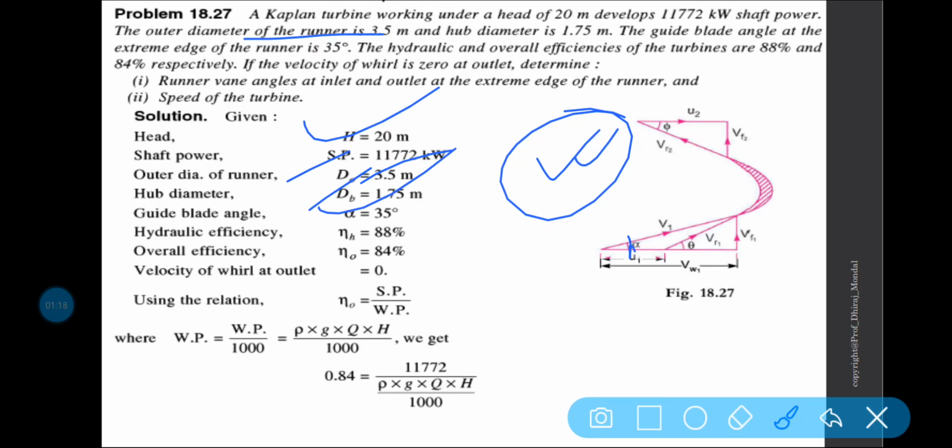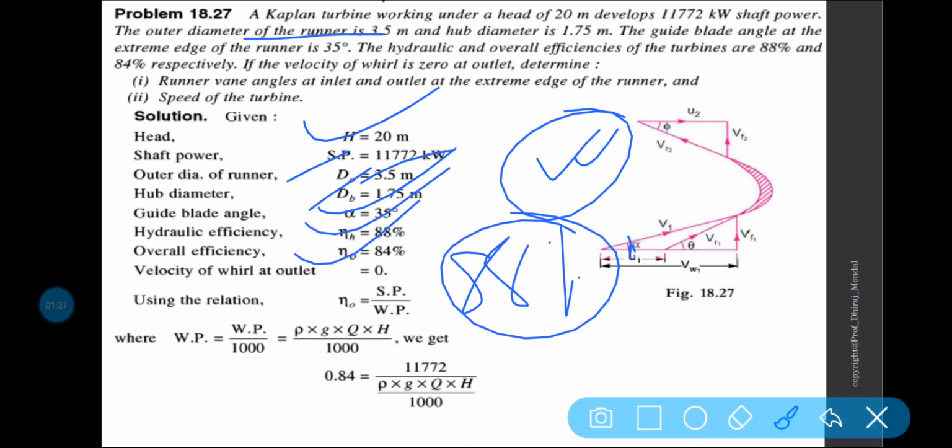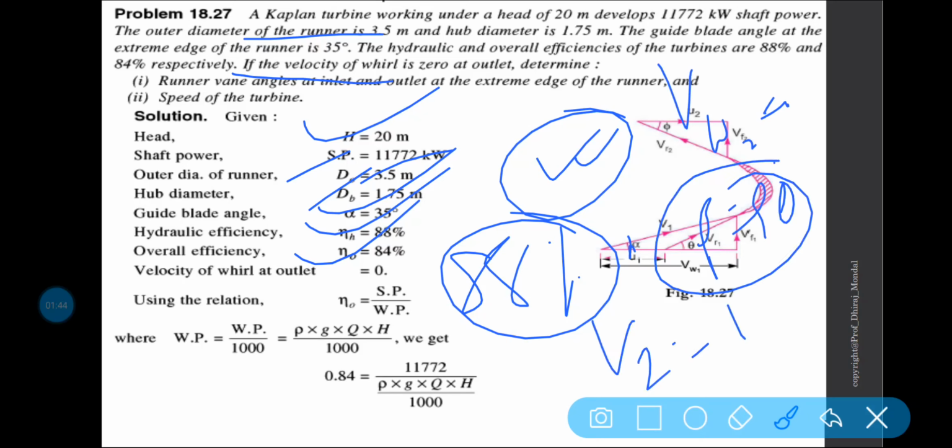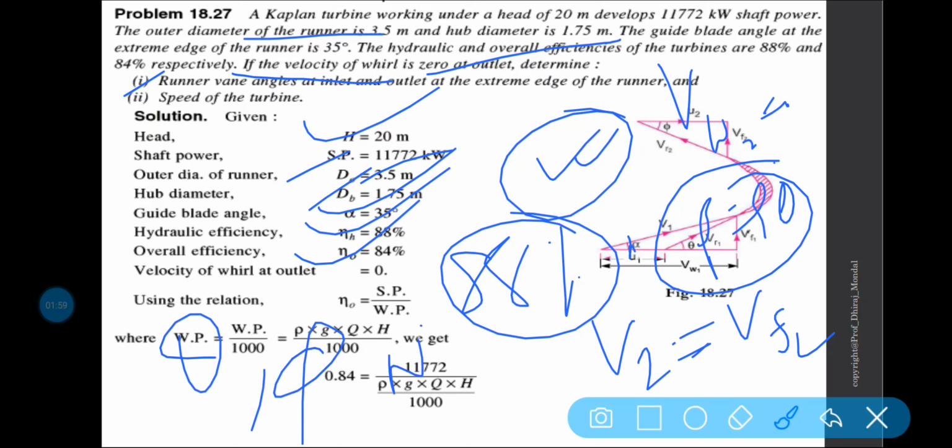The hydraulic and overall efficiency of the turbine are 88% and 84% respectively, so the hydraulic efficiency is 88% and the overall efficiency is 0.84. If the velocity of whirl is 0 at outlet, that means beta is equal to 90 degree, because the velocity of flow will be the absolute velocity of the jet at outlet. This is the assumption and the given data, and according to that you have to find out the runner vane angle at inlet and outlet and the speed of the turbine.